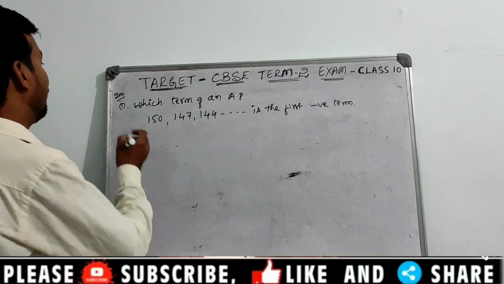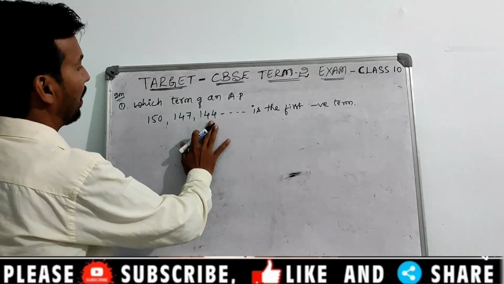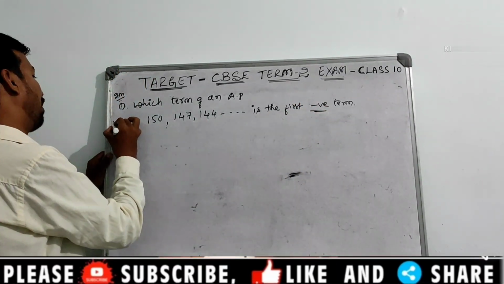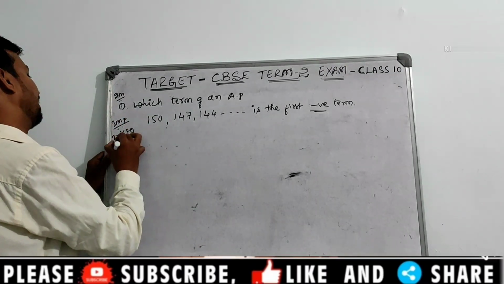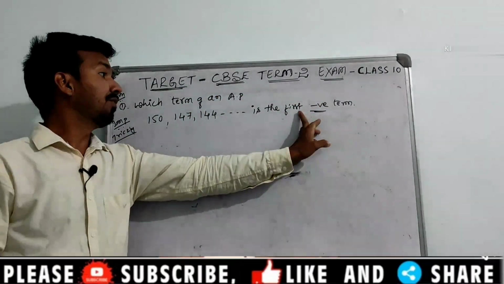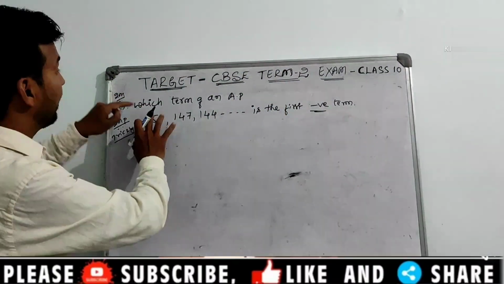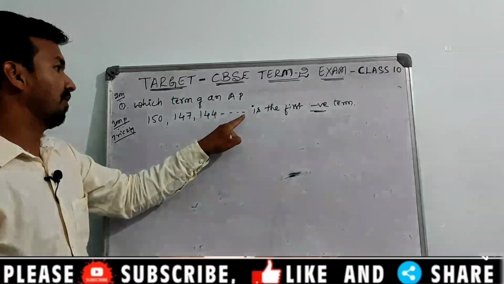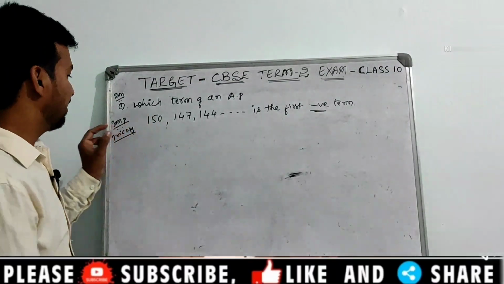It's a very important question: which term of the AP 150, 147, 144 and so on is the first negative term? That is the most important and trickiest question, children. Here, what are the given values? Which term of the AP 150, 147, 144 is the first negative term? What is the meaning of first negative term? An is the solution.